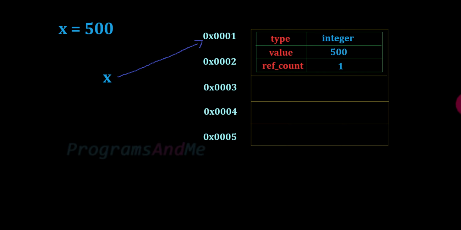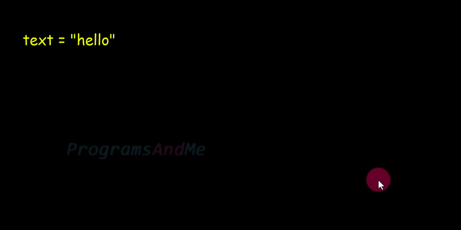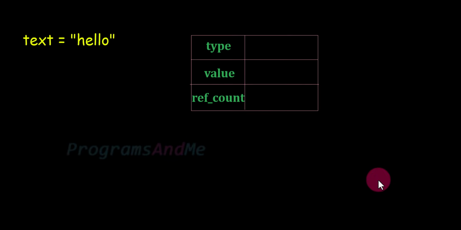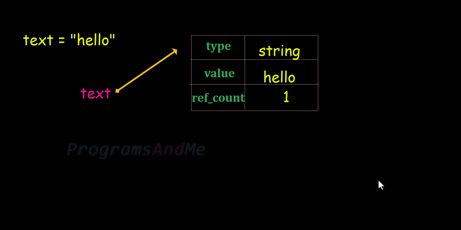Let's take another example. Here I'll take my variable as a string, so text equal to hello. Python will create an object in the computer memory at some address, the type is set to string, the value is hello, the name text is created and points to the object, and the reference count is set to 1.